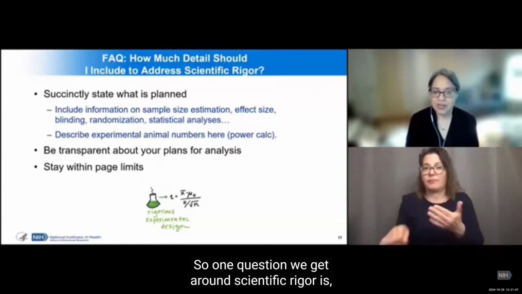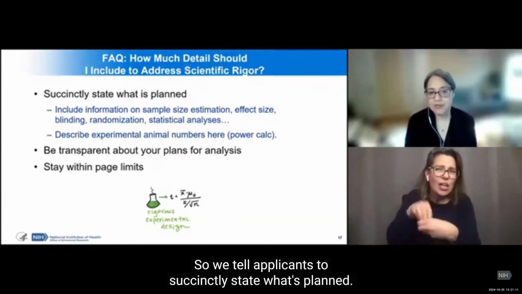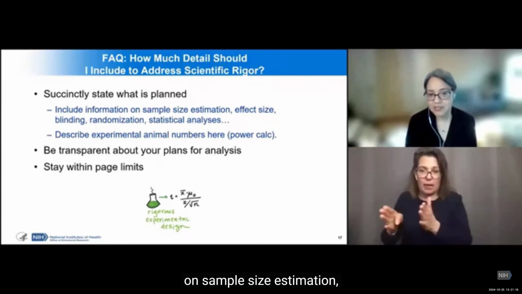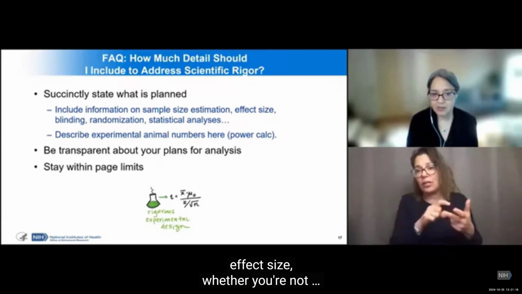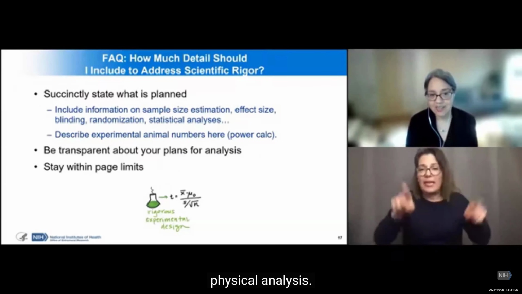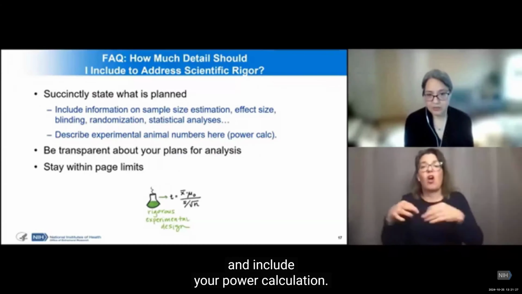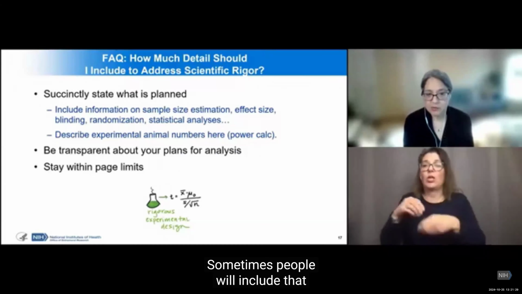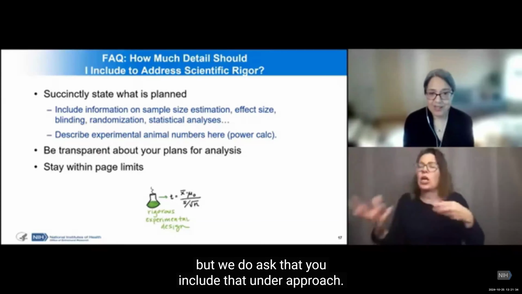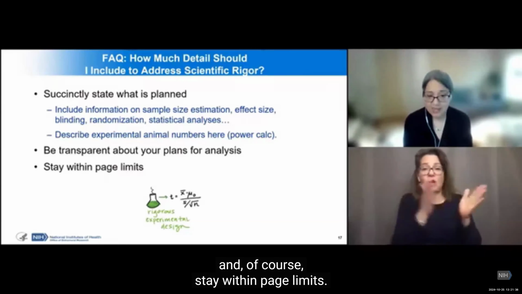One question we get around scientific rigor is how much detail should I include to address this? We tell applicants to succinctly state what's planned. So you want to include information on sample size estimation, effect size, whether you're going to blind the study, how you're going to blind the study, randomization, and statistical analysis. This is also where you're going to describe your experimental animal numbers and include your power calculation. Sometimes people will include that in the regular animal section, but we do ask that you include that under approach. And you should be transparent about your plans for analysis, and of course, stay within page limits.